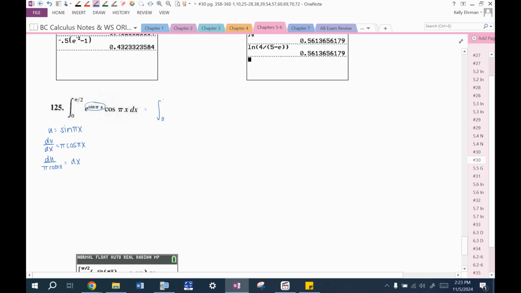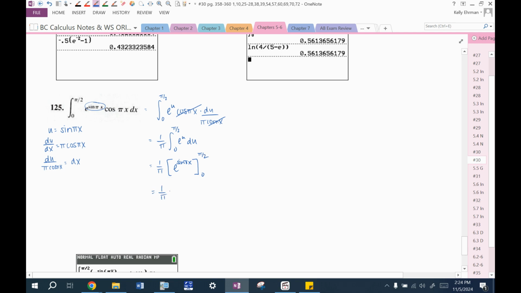So this is the integral from 0 to pi over 2 of e to the u times cosine of pi x times du divided by pi cosine of pi x. So the cosines cancel. You're going to have a 1 over pi that you're going to pull out here times the integral from 0 to pi over 2 of e to the u du. So 1 over pi, the integral is e to the u, which is e to the sine of pi x, evaluated from 0 to pi over 2.